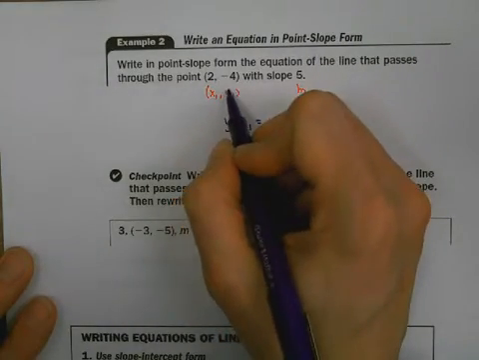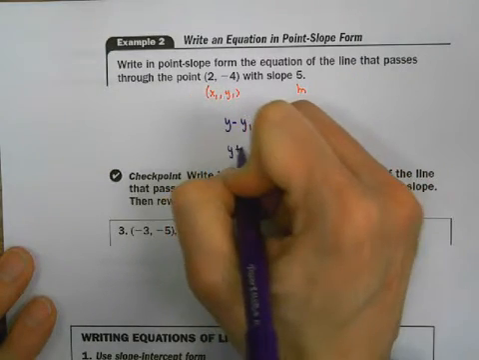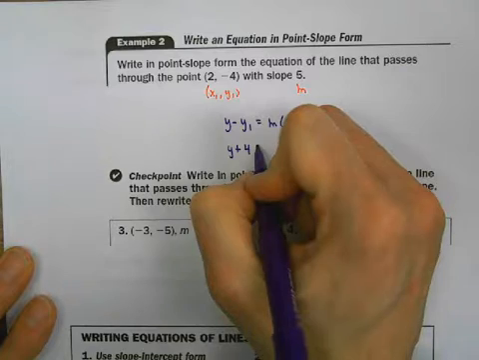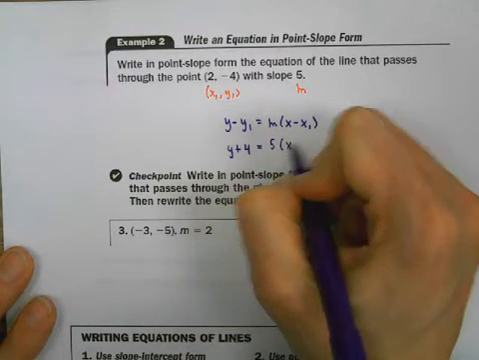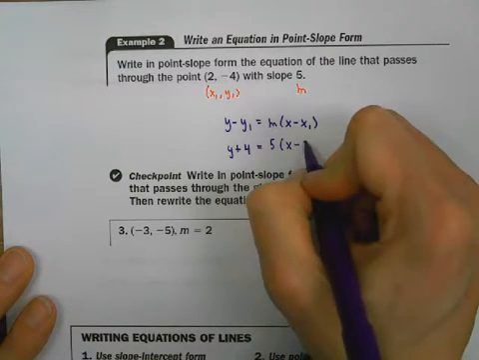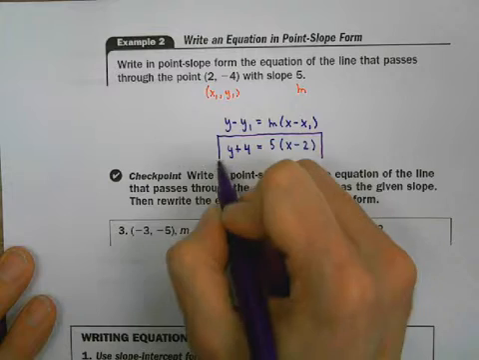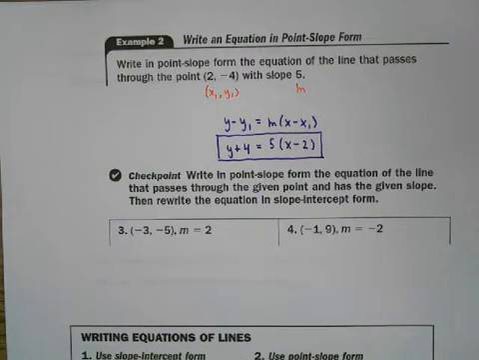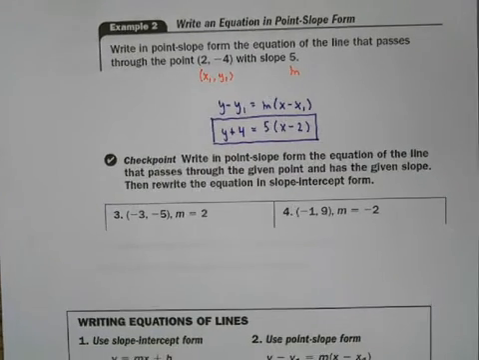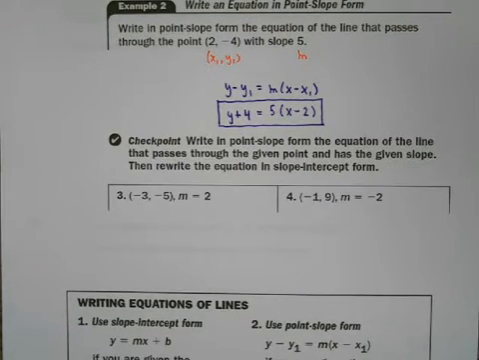So I have y minus a -4, minus a negative, I'm going to make a positive. So y plus 4 equals, my m is 5, and then I have x minus x1, which is 2. And there's my point slope form. Here at this checkpoint would be a good point to pause, try it on your own, and then compare it with what I get.